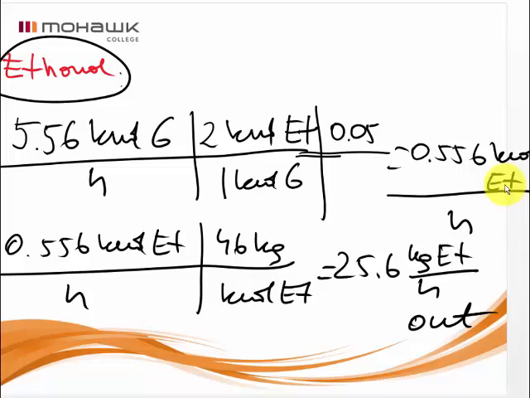Now to convert the kilogram-moles per hour into the kilograms per hour mass flow rate, molar flow rate into the mass flow rate, we have to take the molar flow rate of ethanol and multiply it by the molecular mass of ethanol. We would end up with the quantity of 25.6 kilograms of ethyl alcohol per hour. This is the mass flow rate of the ethanol coming out of the process.